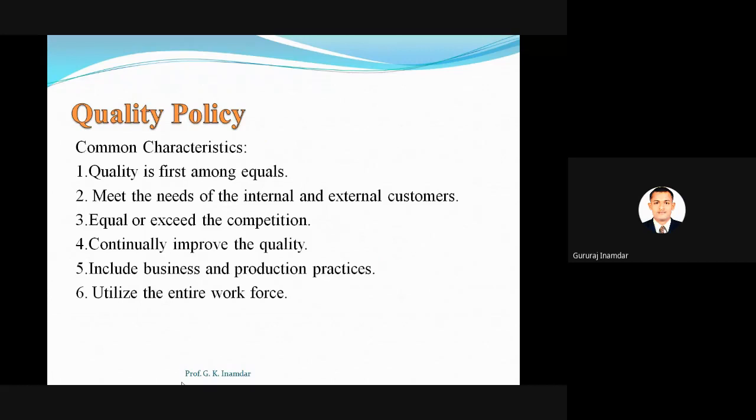Now, the quality policy: common characteristics of the quality policy. Quality is first among equals. Definitely quality is first among equals. Why? According to quality, your market will be available. Now, meet the needs of the internal and external customers. So there are two types of customer: internal customer and external customer.